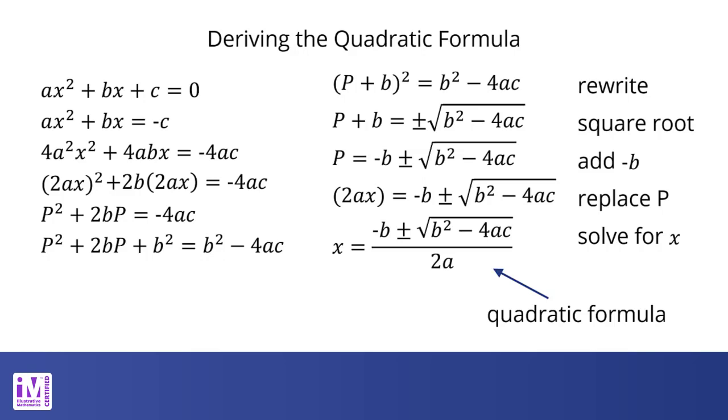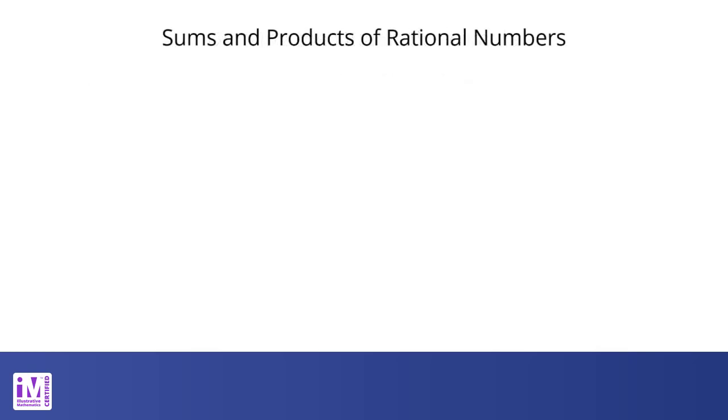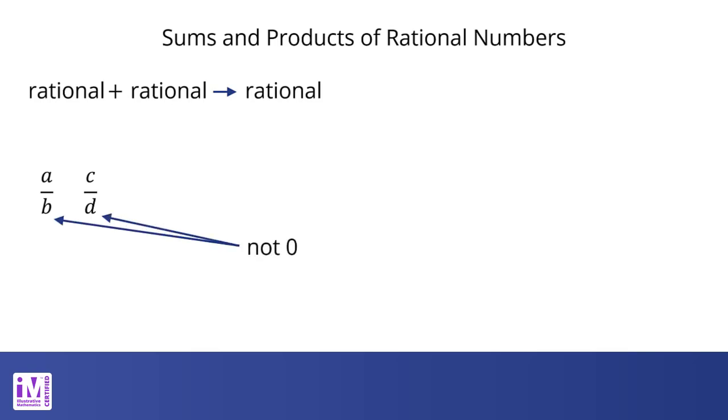How do we know if the solutions to a quadratic equation are, in general, rational or irrational? Let's think about what happens when we add and multiply rational and irrational numbers. The sum of two rational numbers is rational. Here's one way to explain why it is true. Any two rational numbers can be written a over b and c over d, where a, b, c, and d are integers, and b and d are not zero.